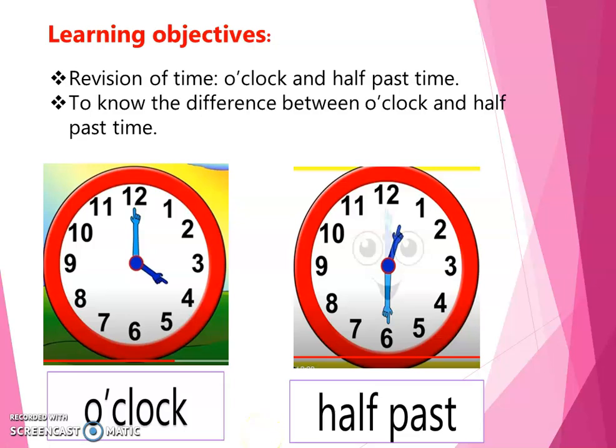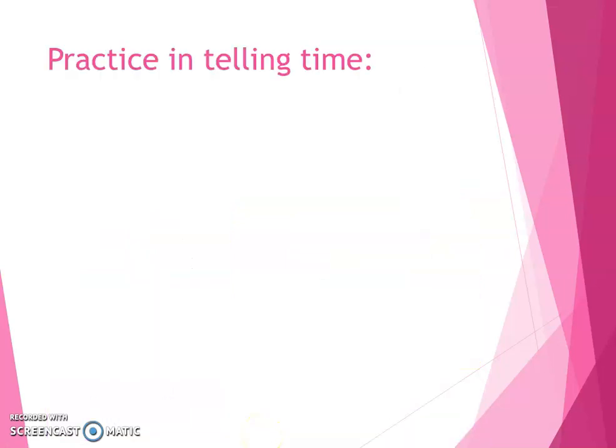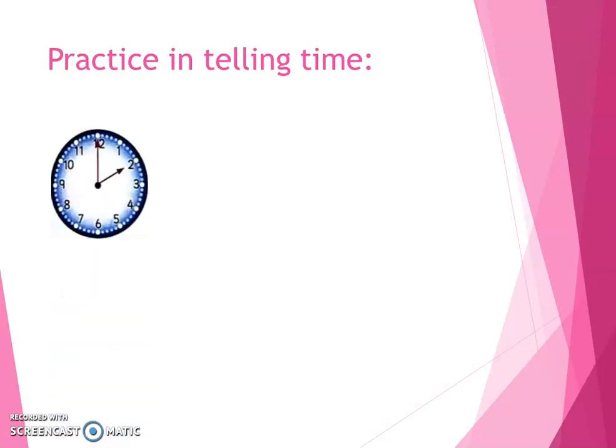Are you ready? Okay. Now let's have a short practice in telling time. First clock. What time is it? The small hand is at 2 and the long hand is at number 12. What time is it? Yes, it's 2 o'clock. Great job.